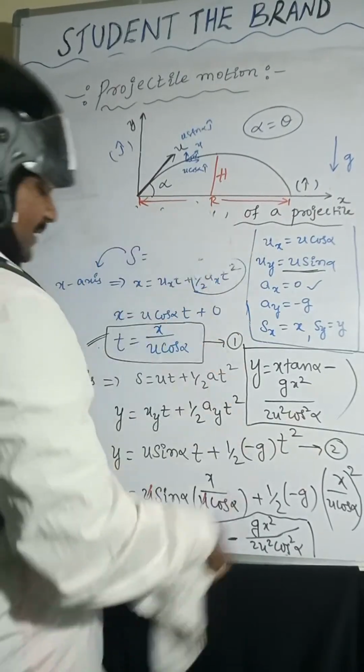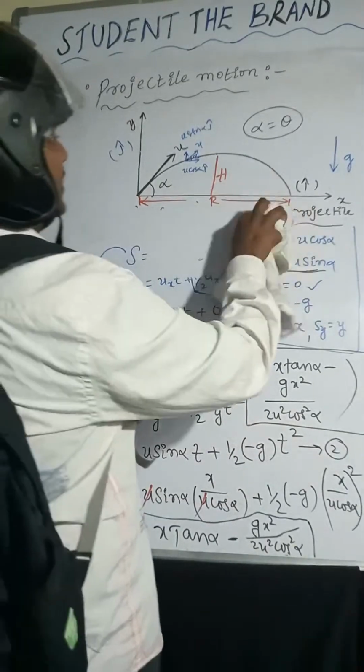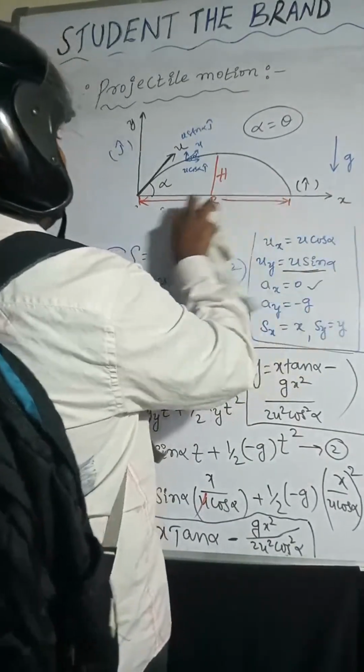Now, by seeing this, the trajectory of a projectile is a parabola, right?